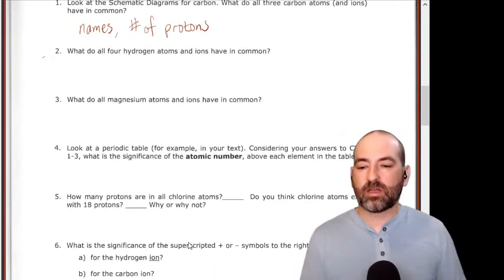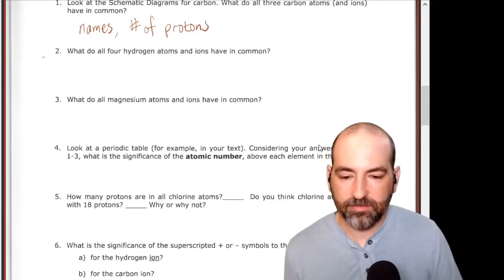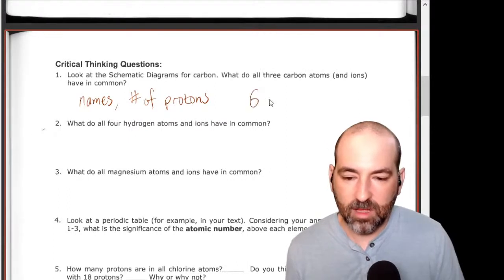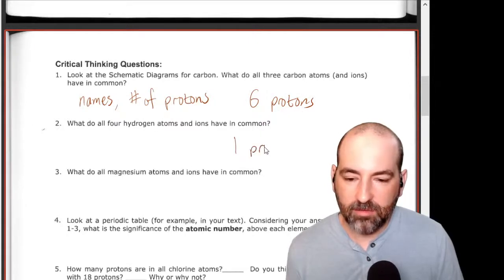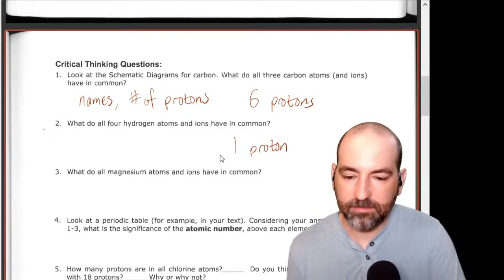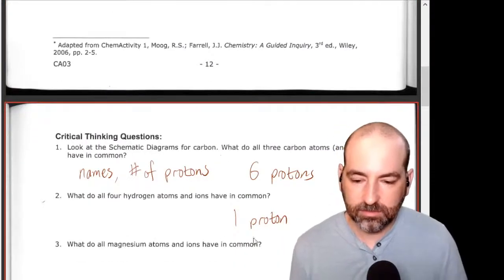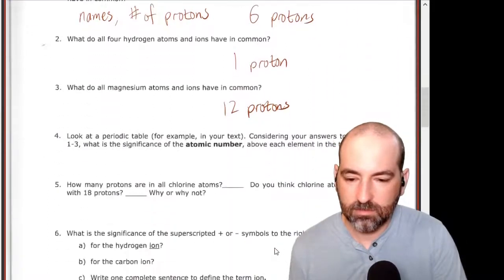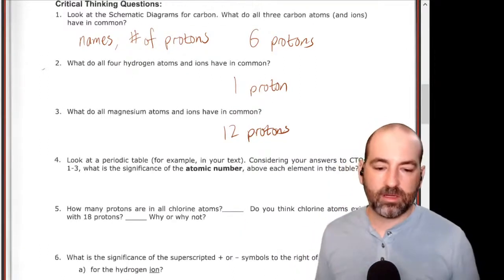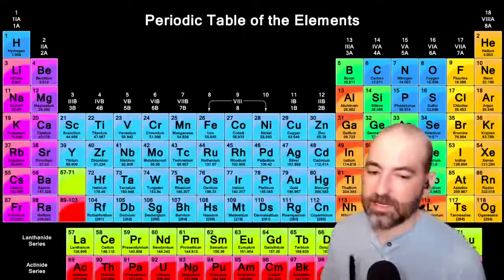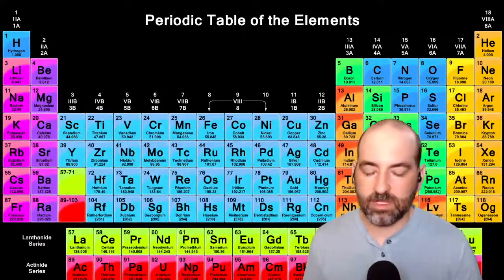So then we're going to summarize that. Look at a periodic table. Considering your answers, what is the significance of the atomic number? So if the 3 carbons all have 6 protons, and the 4 hydrogen atoms all have 1 proton, and the magnesium ones all have 12 protons, then we can look at a periodic table, and we can try to find these atoms and see what this worksheet is hinting at here.